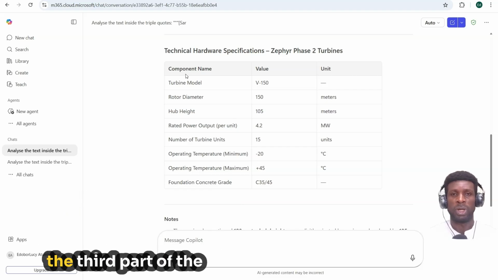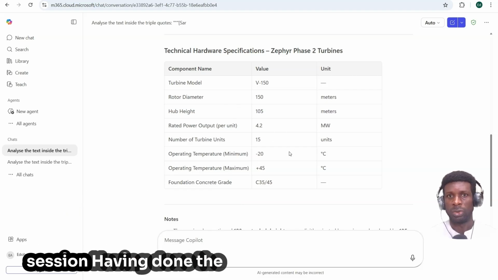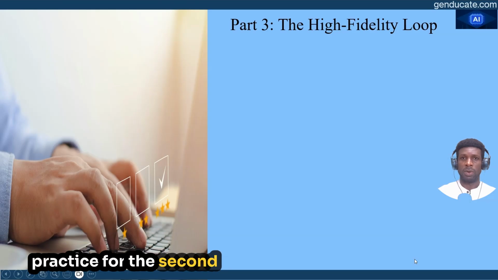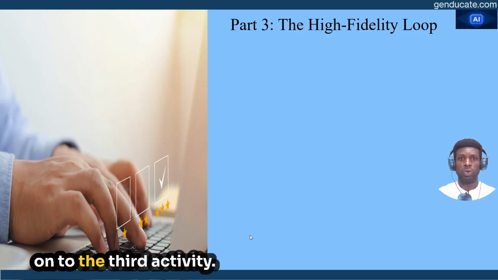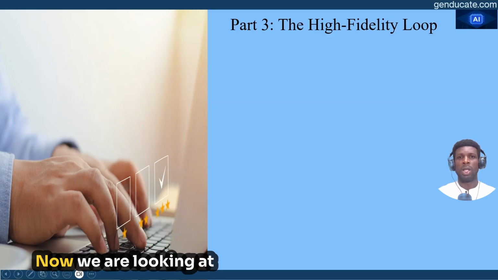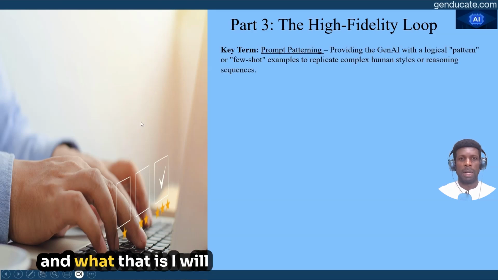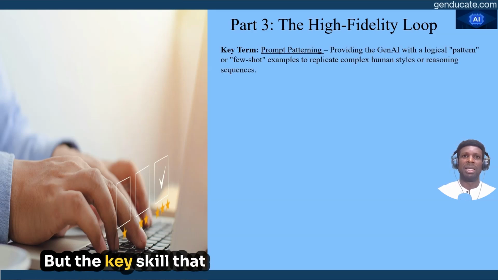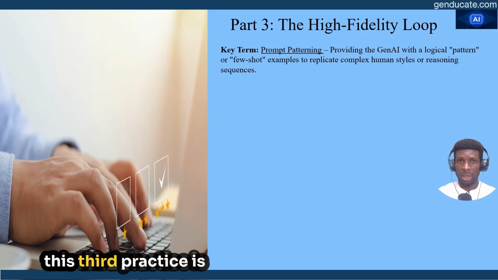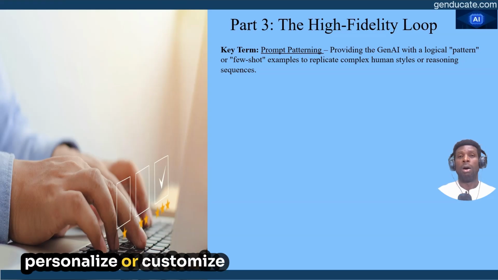Now, let's move on to the third part of the session. Having done the practice for the second activity, we are moving on to the third activity. Now we are looking at the high fidelity loop. And what that is, I'll break down as we go. But the key skill that you're developing in this third practice is prompt patterning. And what that means in very simple terms is using examples to personalize or customize generative AI content.